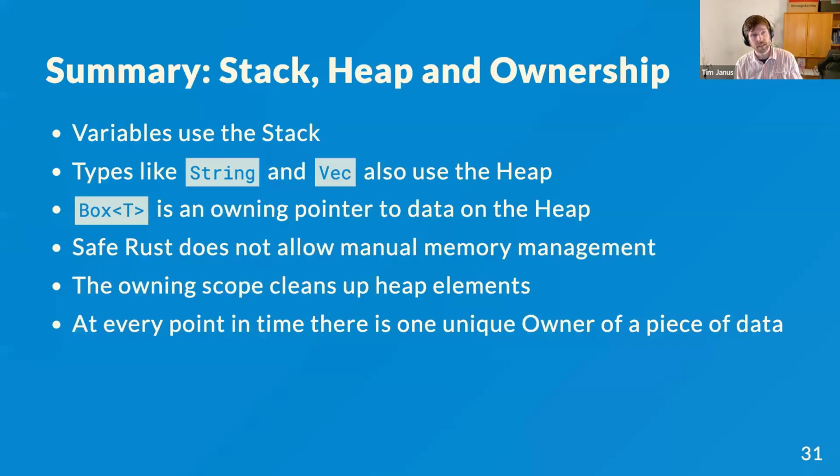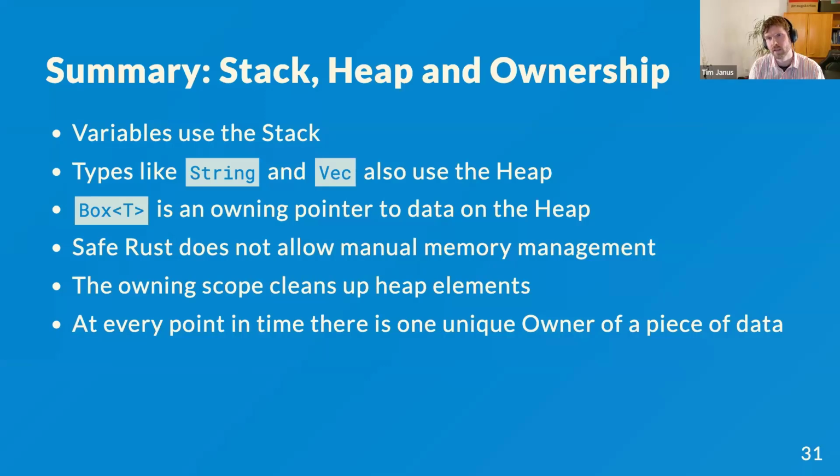To summarize that a bit, variables first use the stack, and some types like String and Vec also use the heap, and then there's something like a pointer involved internally. In Safe Rust, normally you don't use a real pointer, but references. And Box<T> is an owning pointer to data on the heap.